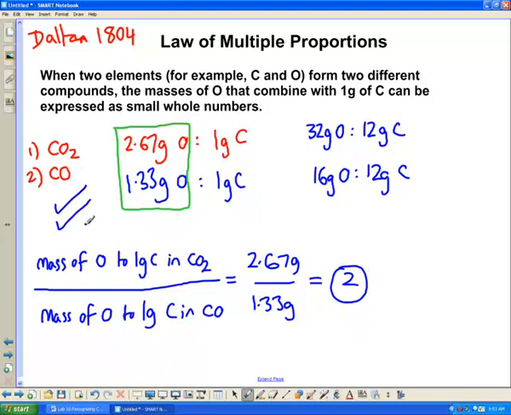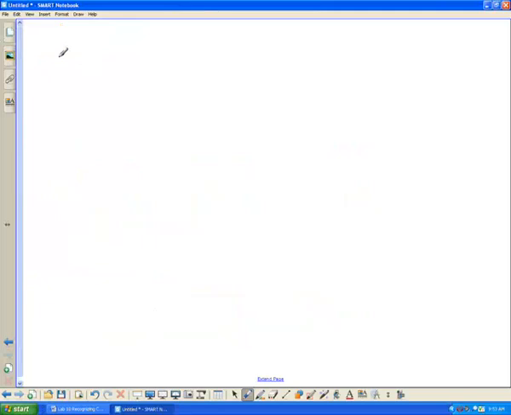Now hopefully that makes sense, because this can be a kind of tricky thing to understand. Let's do one more example of that with a couple of different elements. In fact, the elements we're going to use are nitrogen and oxygen. Alright. So it turns out that nitrogen forms several compounds with oxygen. And one of those is nitrogen dioxide, and another one is dinitrogen monoxide.